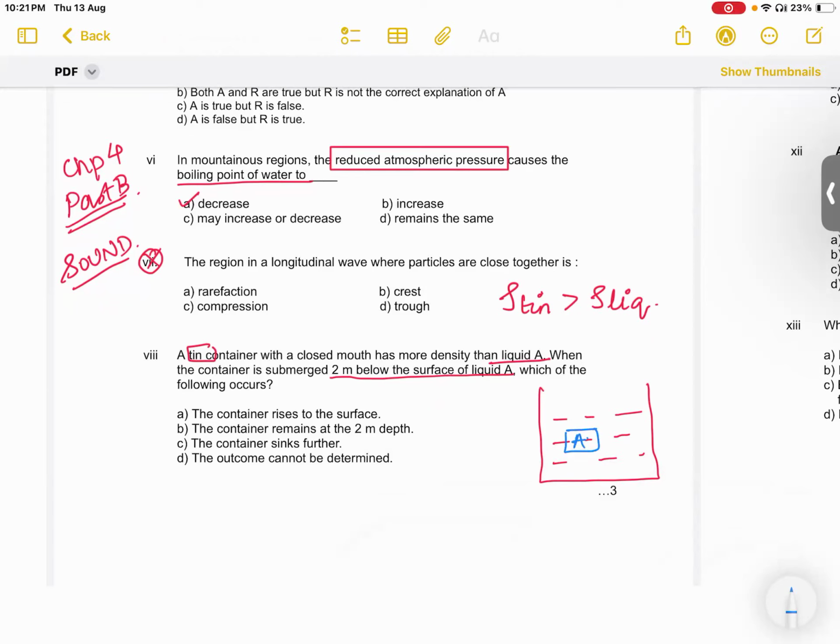The container rises to the surface. The container remains at the depth of 2 meters. The container sinks further. The outcome cannot be determined. I feel, students, the container remains at 2 meters because the buoyant force at that moment of time will be balanced. So the answer would be the container remains at a depth of 2 meters because it will be balanced. The container has a closed mouth, so no atmospheric pressure would try to interfere in between.